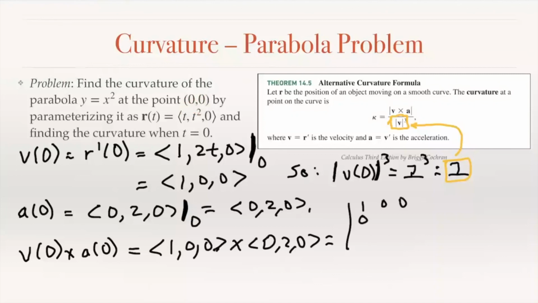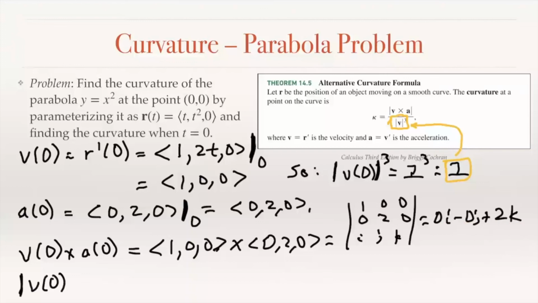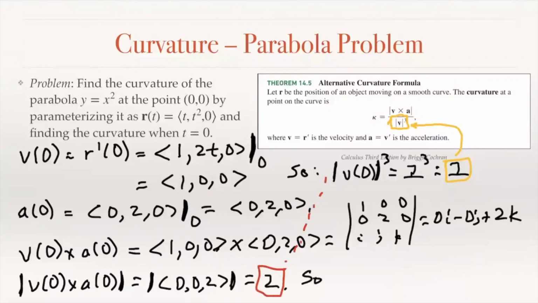So that's 1, 0, 0, 0, 2, 0, i, j, k. Okay, i, we have 0, 0, 0, i. j is also going to be 0, and k has a coefficient of 2, being the various determinants of the submatrices. Okay, and then the magnitude of v of 0 cross a of 0, that is the magnitude of 0, 0, 2 that we just found, is 2. Okay, and that guy, that is that numerator there. So the curvature at 0 is 2 over 1 is 2.